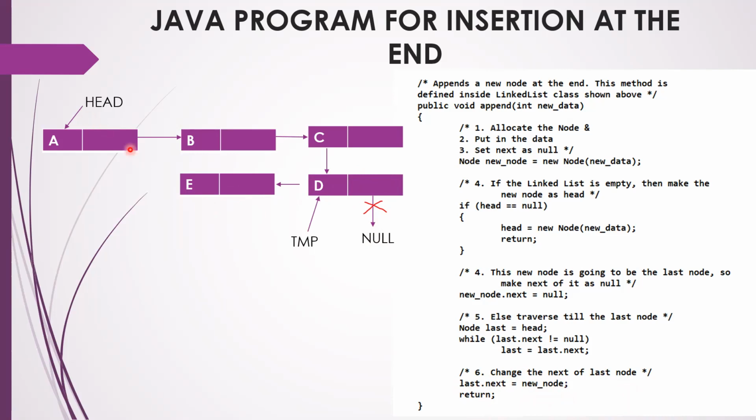So I have in my linked list A, B, C, D, and D is the last node of the linked list. So I have to make the next field of the last node to the address of the new node, right? So the new node is E. So I have to make it from null to the new node address.